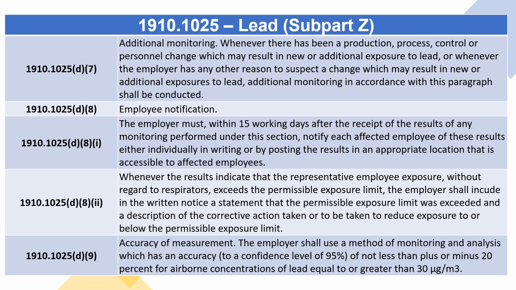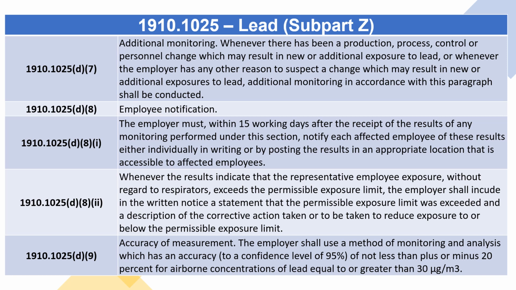1910.1025 D8 2. Whenever the results indicate that the representative employee exposure, without regard to respirators, exceeds the permissible exposure limit, the employer shall include in the written notice a statement that the permissible exposure limit was exceeded and a description of the corrective action taken or to be taken to reduce exposure to or below the permissible exposure limit.